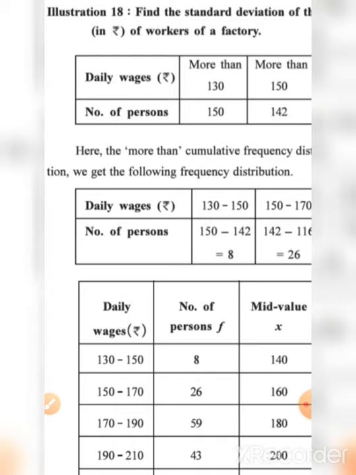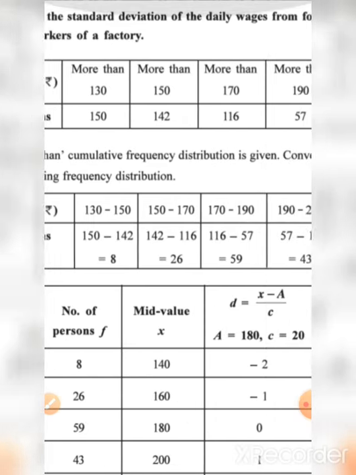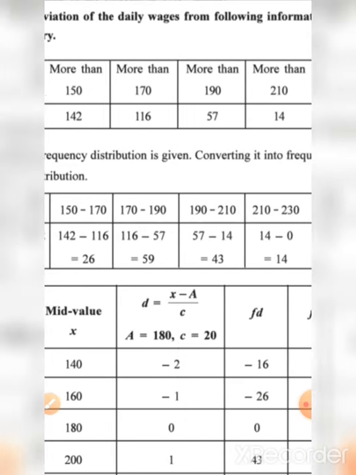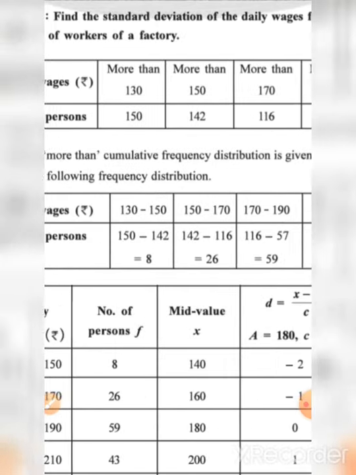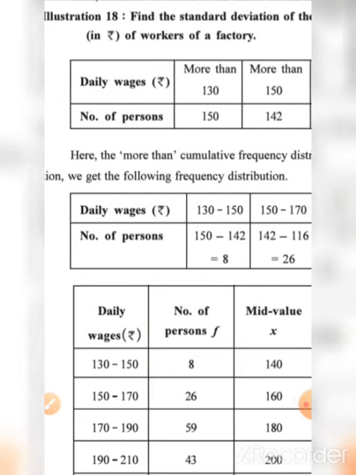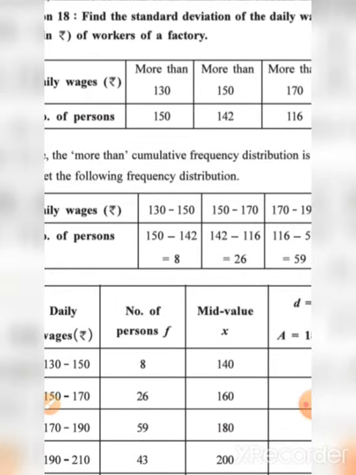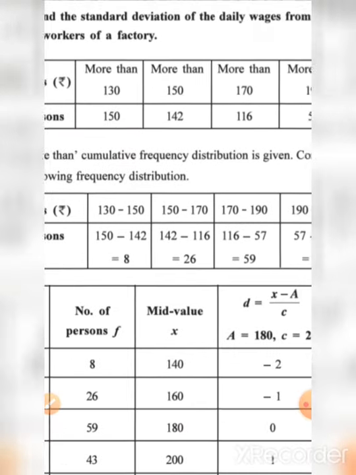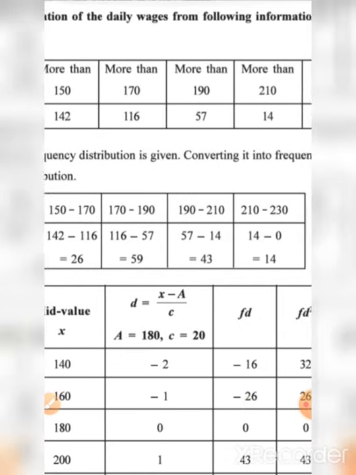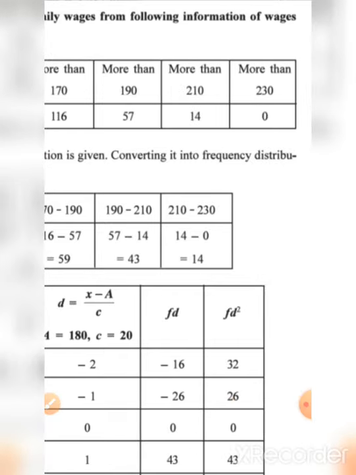See what they have given. Find the standard deviation of the daily wages from the following information of the wages in rupees of the workers of a factory. Over here, daily wages in rupees have been given to you, and number of persons have been given to you. It has been given more than 130, more than 150, more than 170, more than 190, more than 210, and more than 230.